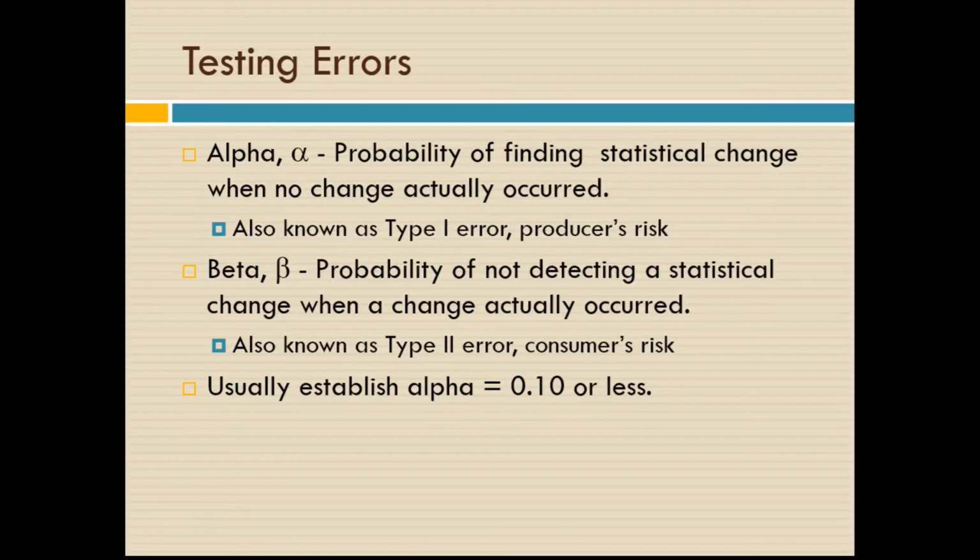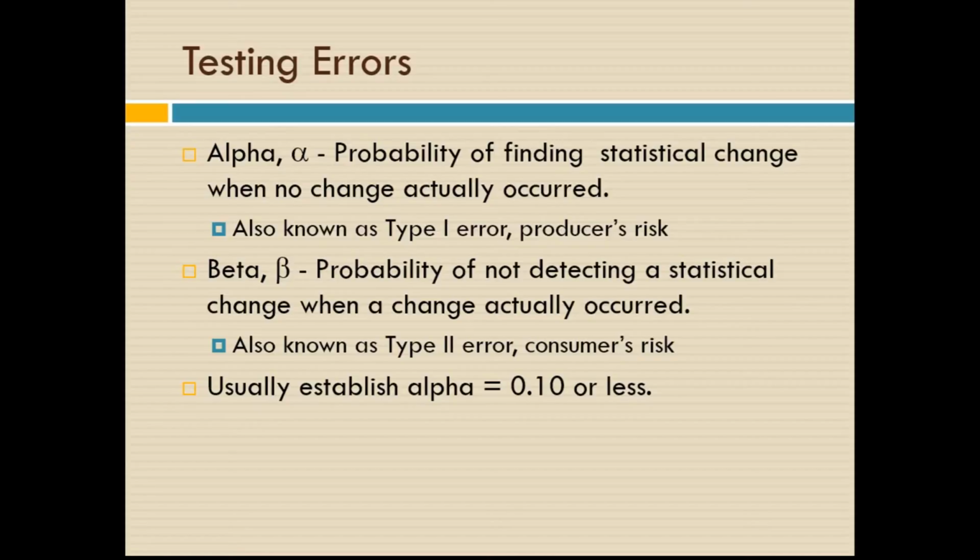There is always a chance that we identify that there has been a difference when in reality there's not. That's what an alpha error is, which is also called a type 1 error. It's also called producer's risk. And the origin of that, from producer's risk, let's say that we have an error. We think something has shifted. We think something has changed.